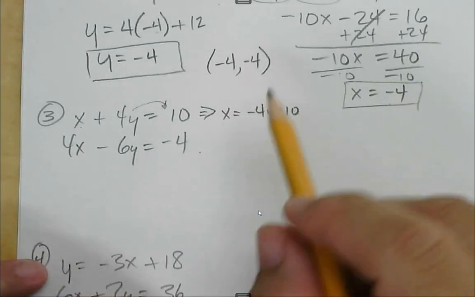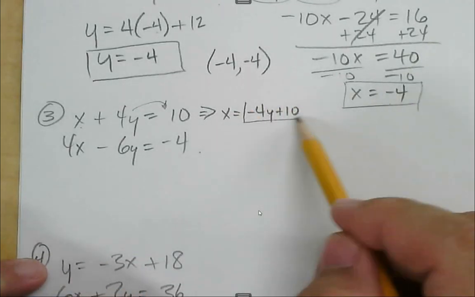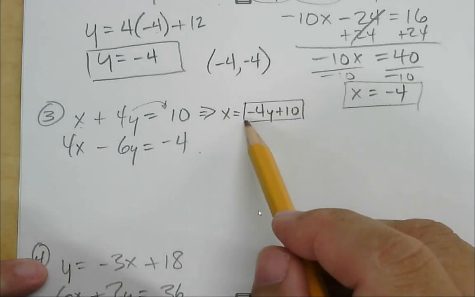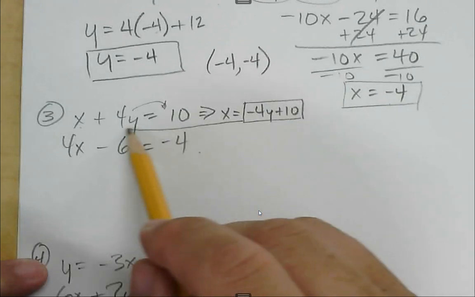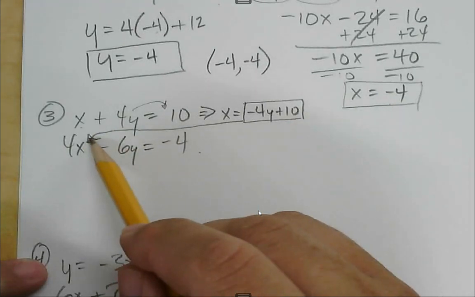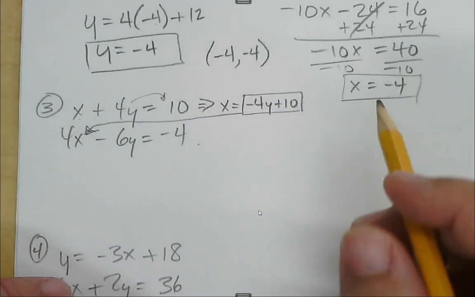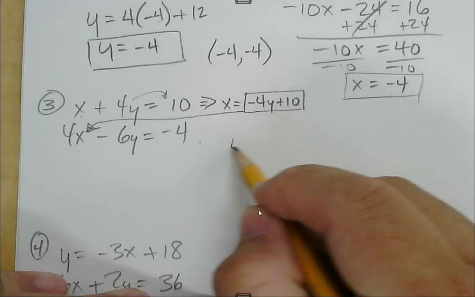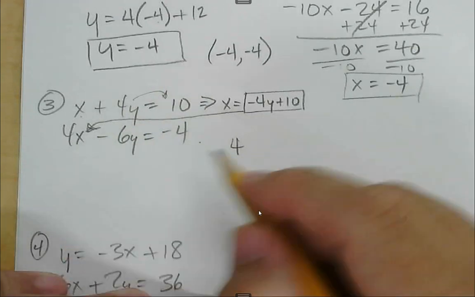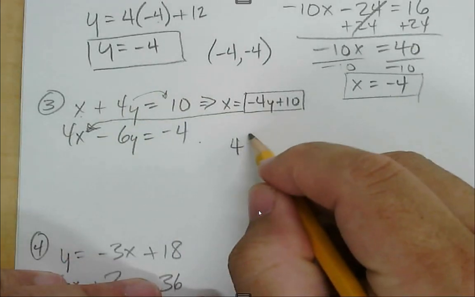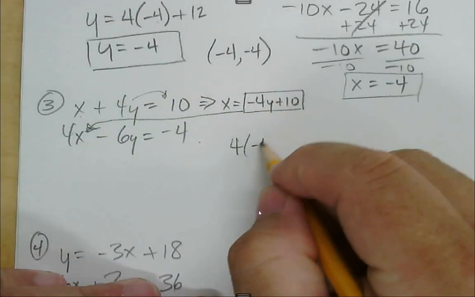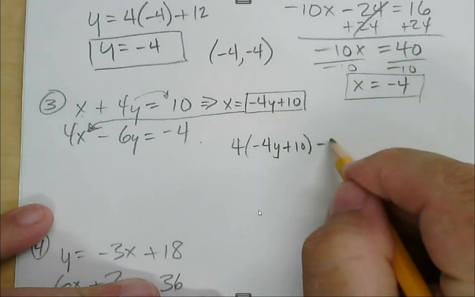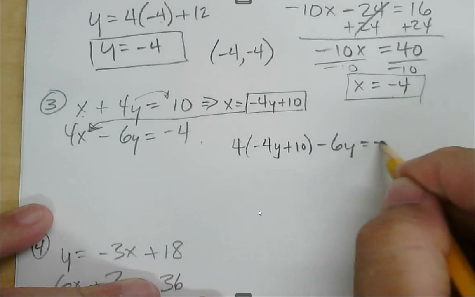From here, you would just take this new value for x and put it into this other equation. So in other words, you would put it in right over here for this x, and then we would solve. So I'll at least set it up for you, and then I'm going to let you go from there. So you would do 4, again, this 4 that's here. Instead of the x, I'm going to use this quantity here for x, which is negative 4y plus 10, minus 6y equals negative 4.